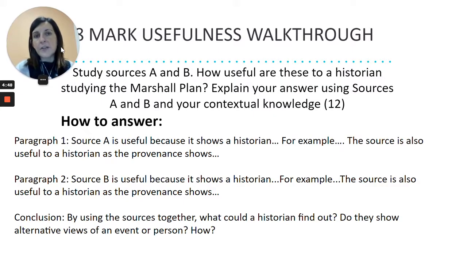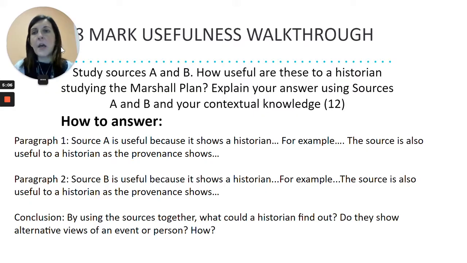So for this question, you need to use 2 sources. So those will be the makeup of your main first 2 paragraphs. Your third paragraph, your conclusion, will talk about using the sources together. From those sources together, what could a historian find out?